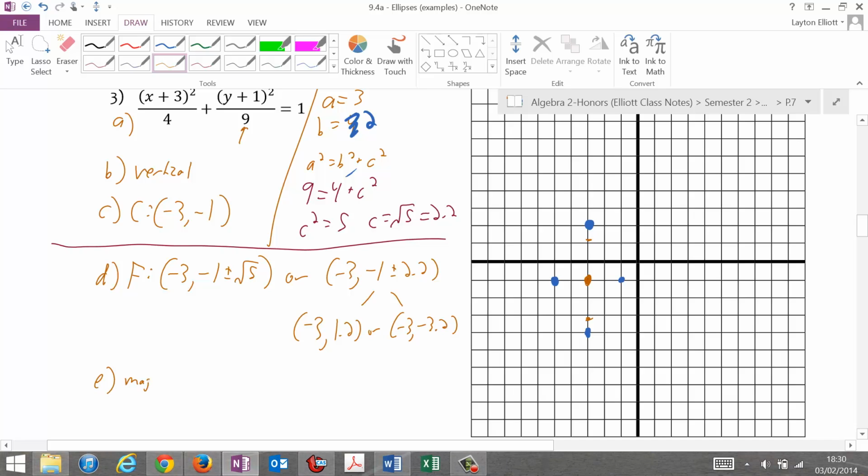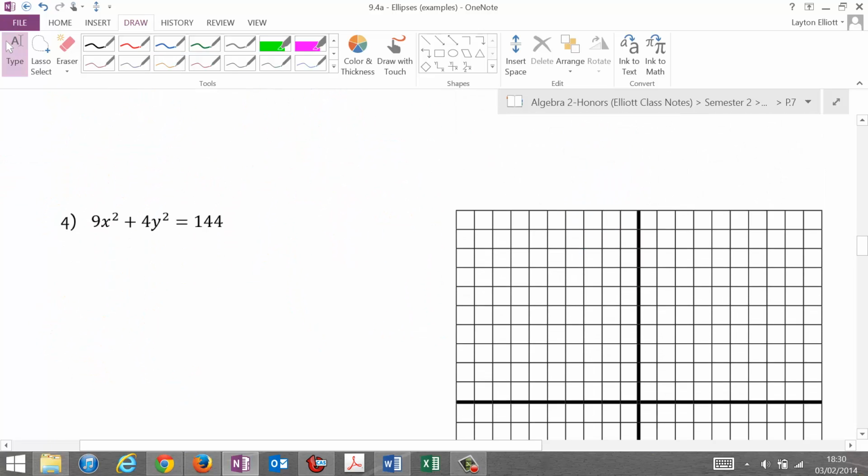Major axis is 2 times a, so 6. Minor axis is 2 times b, or 4. And then I can just sketch and draw this. Make sure I've labeled things V, V, M, M, and F, and F. Okay, let's go down to the next one.